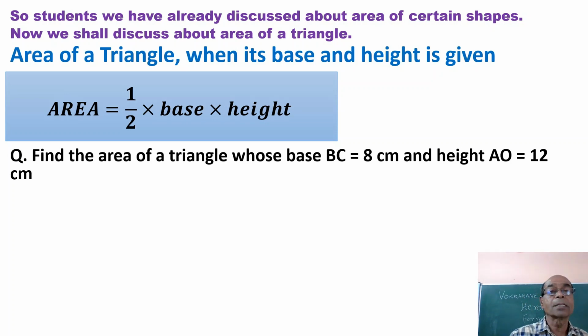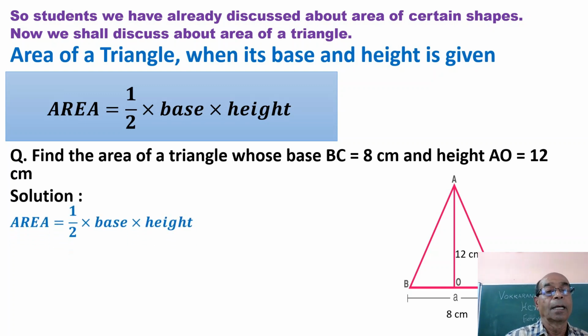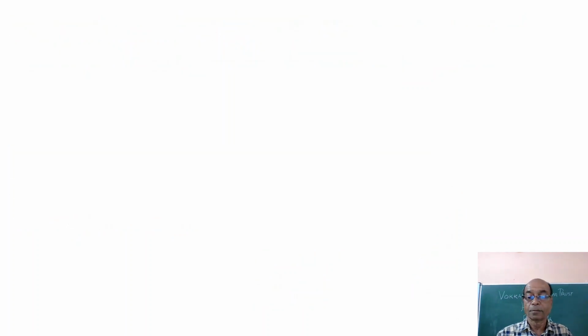Question. Let's solve a simple question. A triangle with base BC as 8 centimeter and height AD as 12 centimeter. What is the area? Area is equal to half into base into height, that is half multiplied by 8 multiplied by 12, which is equal to 4 into 12, which is 48 centimeter square or square centimeter.